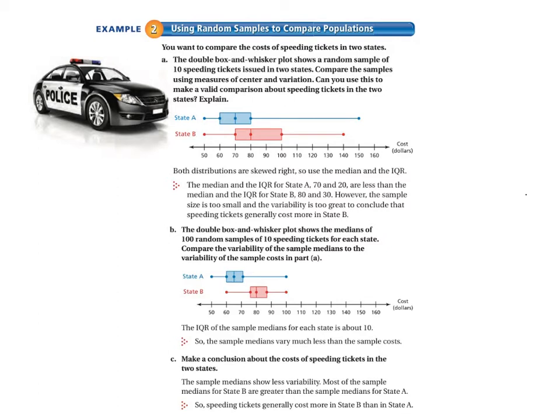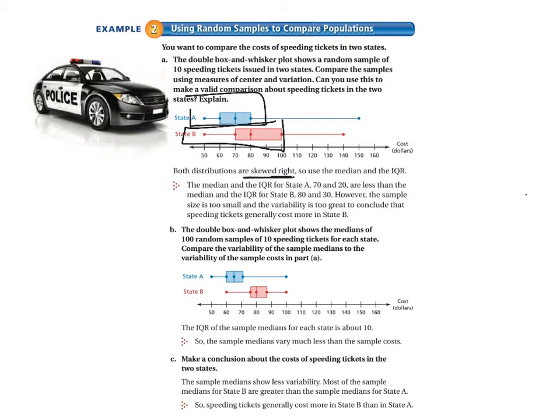So it says both distributions are skewed right. Remember, skewed right means that most of the data is on the left side. So you can see that most of our data in both of these box plots is on the left-hand side. And so that means that it's skewed right. So we're going to use the median and the IQR. The median and the IQR for state A, 70 and 20, are less than the median and the IQR for state B, 80 and 30.